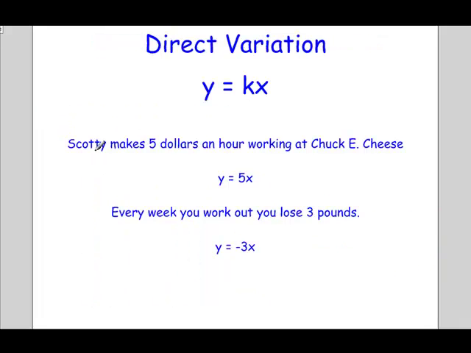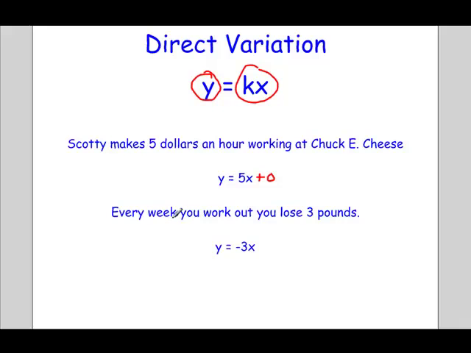Okay, the next thing we're talking about here is direct variation. So what this is simply something, y, will be directly related to a constant, k, times one variable. That's direct variation. So for instance, Scotty, our boy Scotty, makes $5 an hour working at Chuck E. Cheese. So y equals 5 times x. That's basically just a line, right? A line with a y-intercept of 0.